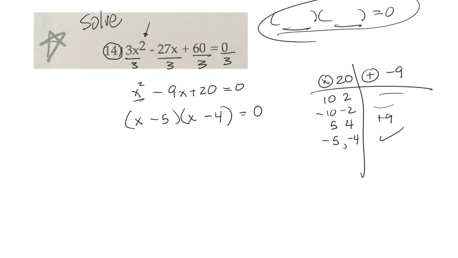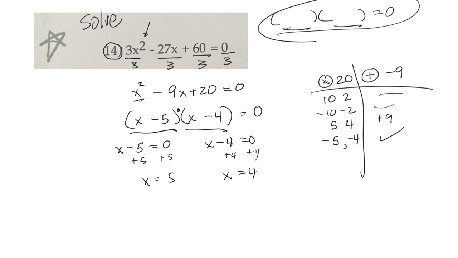So now I've got that 0 product thing where something times something equals 0. So you have to write x minus 5 is 0 or x minus 4 is 0. And then I'll add 5 on both sides. And here I'll add 4 on both sides. So my answers are 5 and 4. You could check that too.